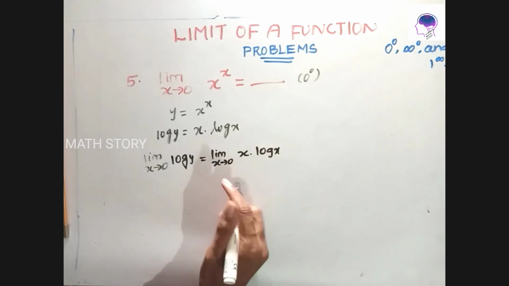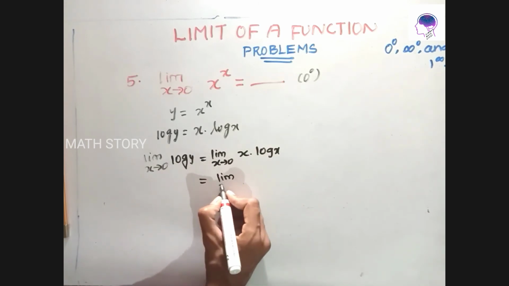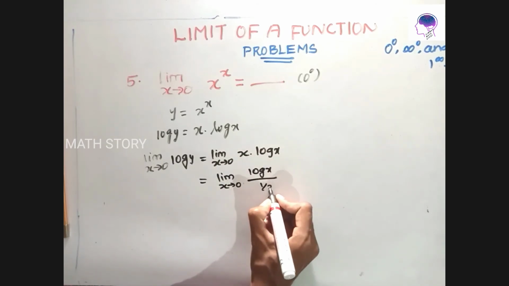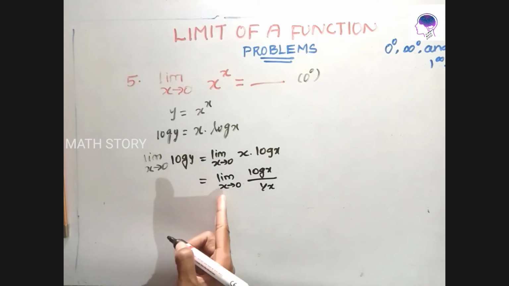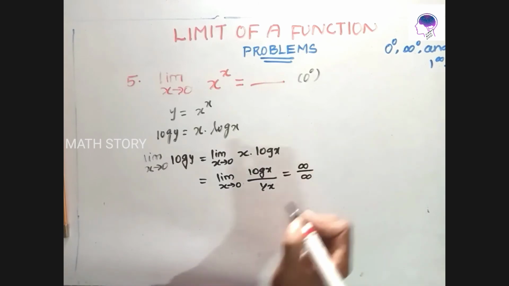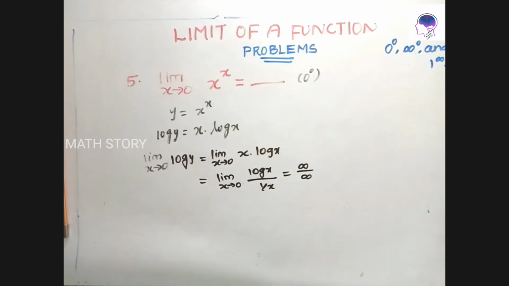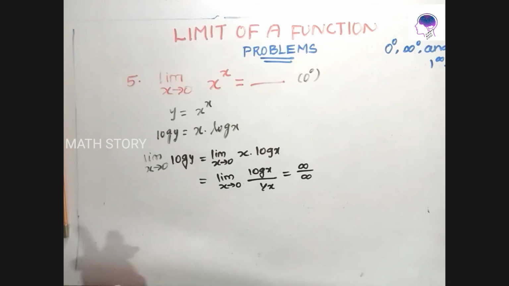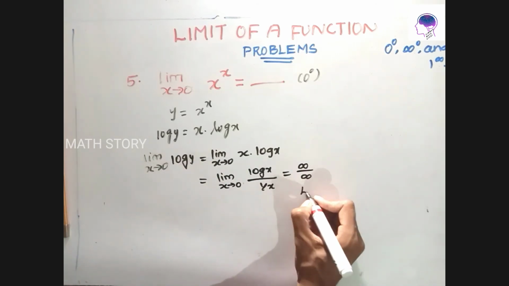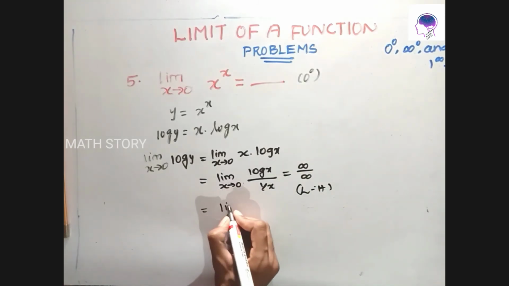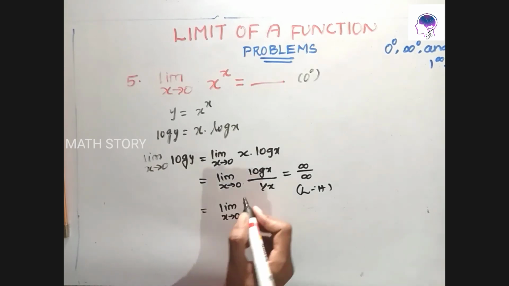I just rewrite this term as the limit as x tends to 0 of log x divided by 1 by x here, right? And applying 0 in these terms, we get infinity divided by infinity. Log 0 is infinity, and 1 by 0 is also an infinity value. We are approaching infinity on both, right? And we can use the L'Hospital rule here.